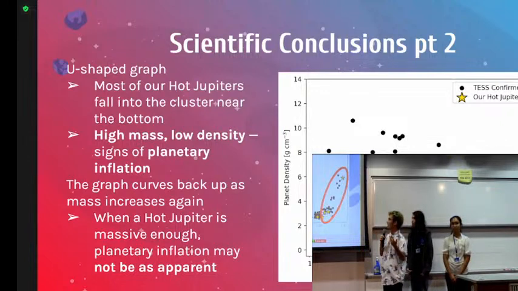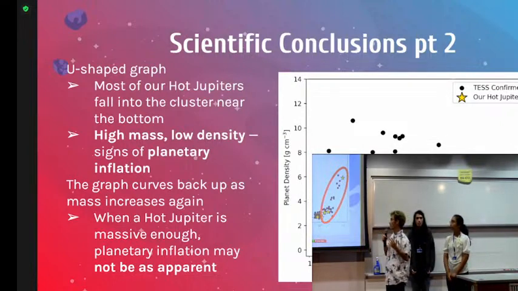You can see that most of these hot Jupiters fall into the cluster near the bottom. These are high mass, low density, right? So they have signs of being inflated. They have very high mass, but they're not very dense, which means they have a massive radius. This graph also curves back up as mass increases again. This is because as these gas giants gain so much mass, they have the ability to create enough gravity to condense these gases back down. As you can see, one of our hot Jupiters fits into that situation because it's massive. It's almost 10 times the mass of Jupiter.